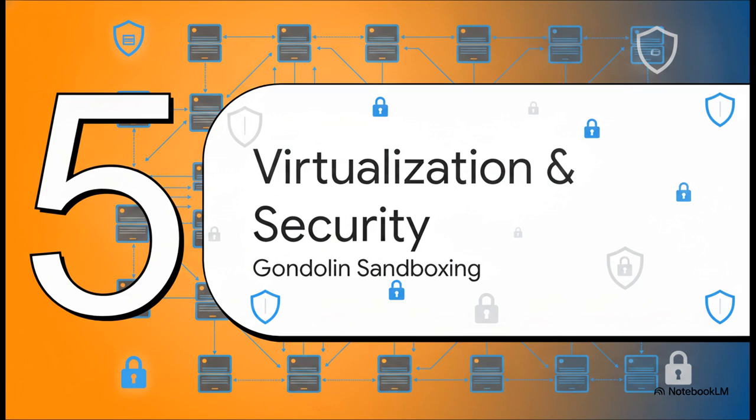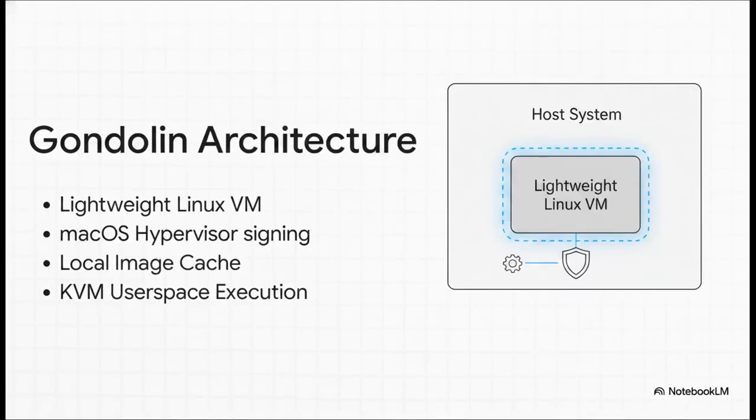Section 5, Virtualization and Security Sandboxing. Okay, so if the model is operating safely within its token budget, how do we ensure the generated code executes safely on your physical machine? Let's talk virtualization. Enter Gondolin. This is Pi's specialized virtualization engine, designed specifically from the ground up to run untrusted agent actions.